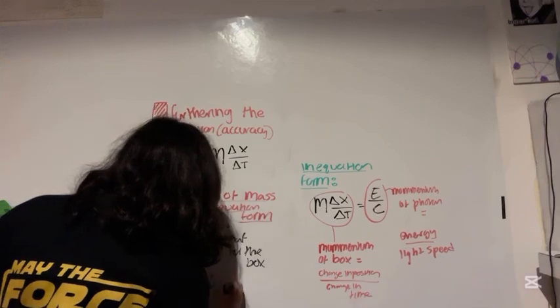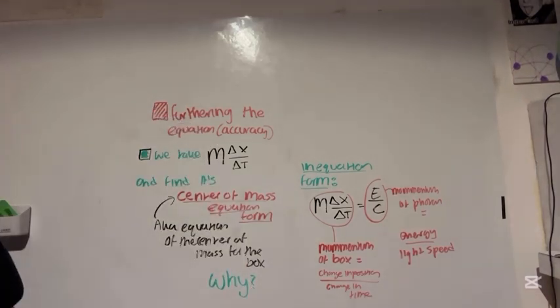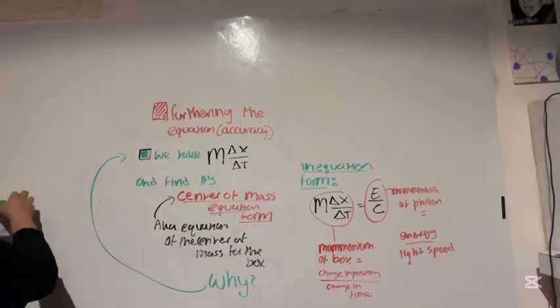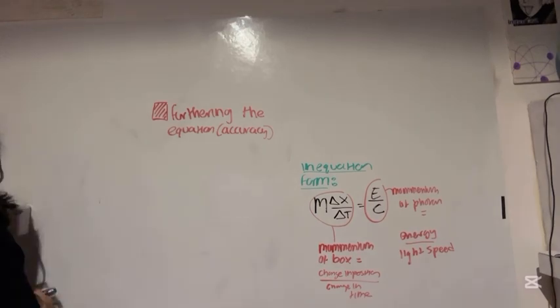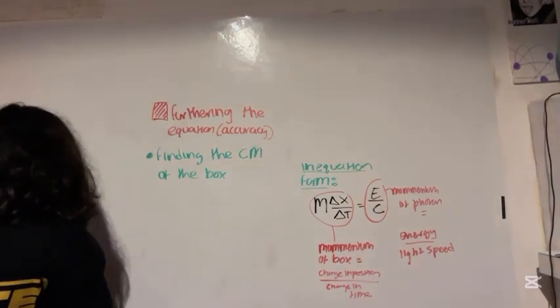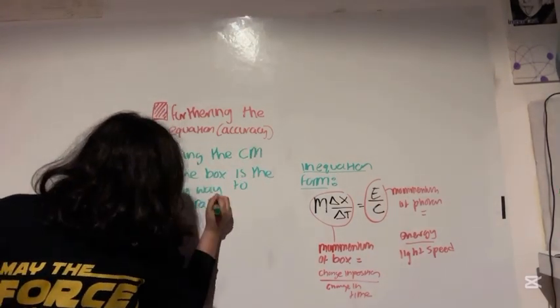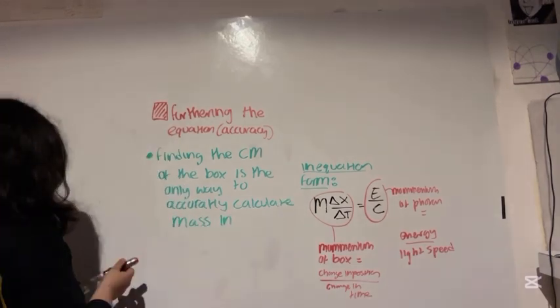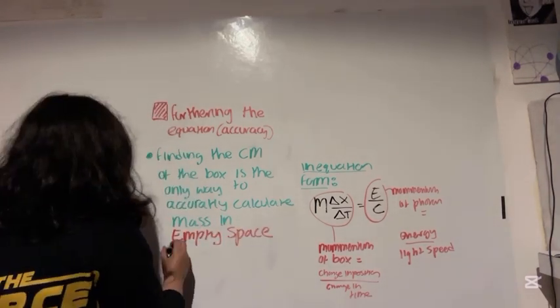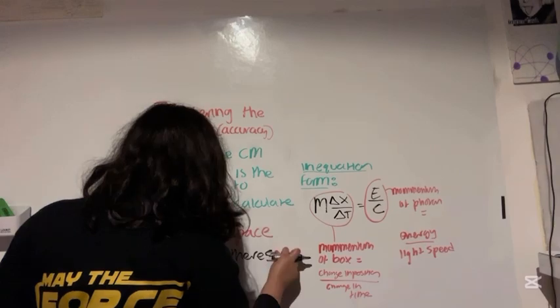But why do we need to find the center of mass equation for the box? We need to find the center of mass equation for the box, or the CM equation for the box, because it's the only way to accurately measure a mass in empty space where there is no gravity.